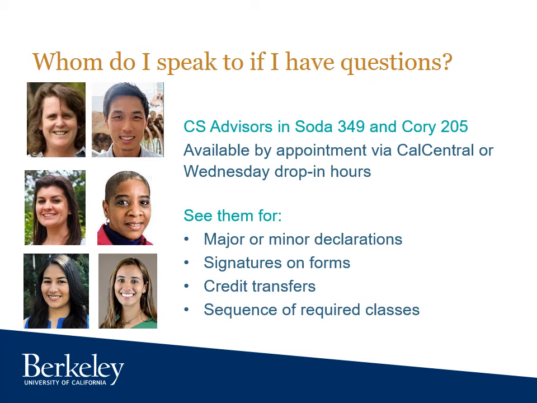One final note I have is if you do have questions about EECS classes, electrical engineering classes, you would need to go over to Corey 205 and talk to some of the EECS advisors over there. Just like the CS advisors, you need to make an appointment with them if it's not Wednesday to go and talk to them. And if you are an incoming student, you have a question about the data science major, you should go over to Evans Hall. That's where the data science advisors are located.